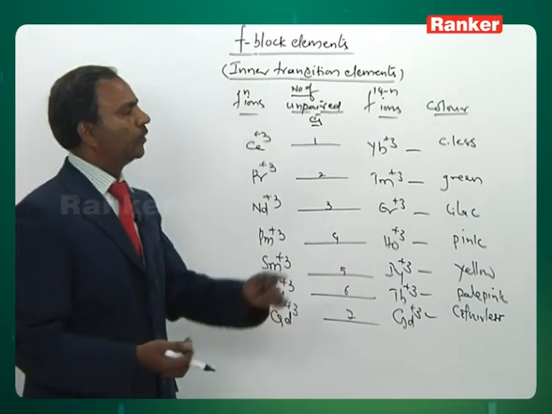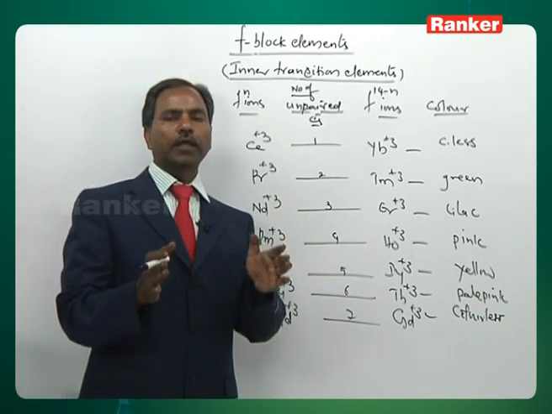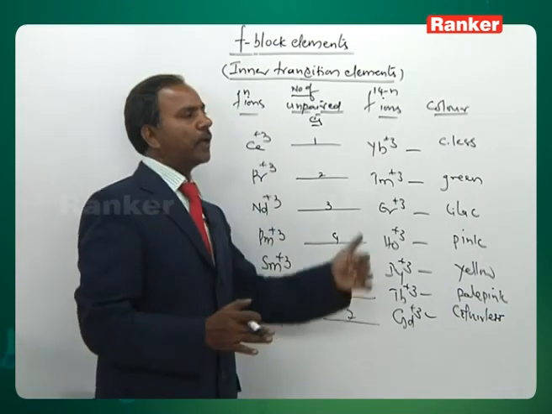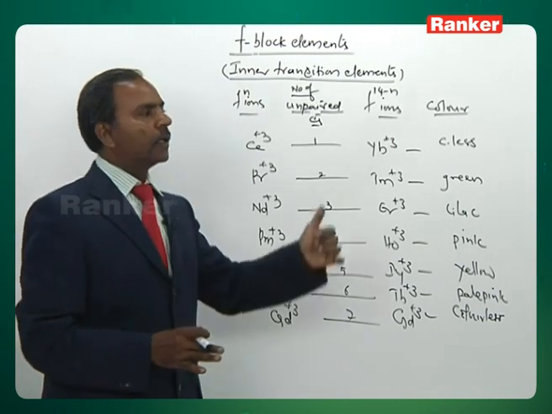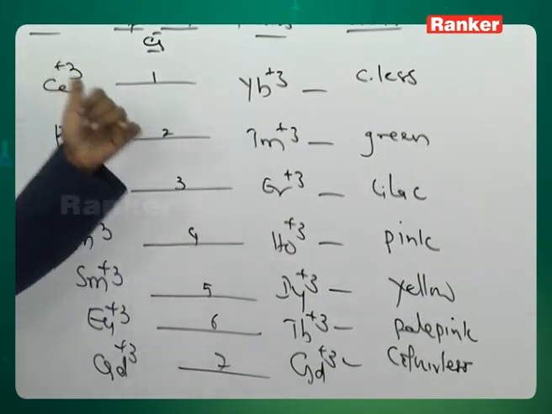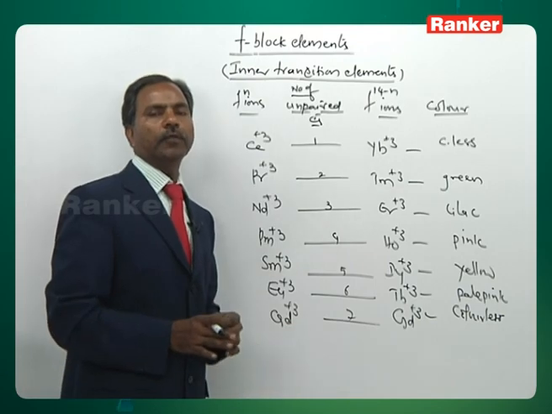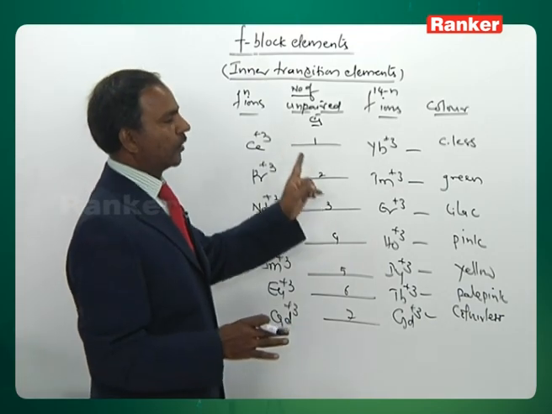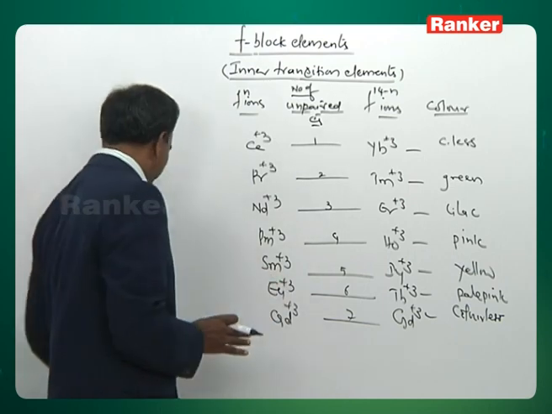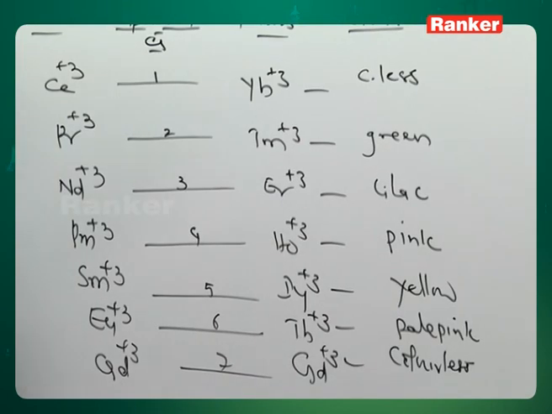For that, what I said, you have to remember all the 14 lanthanides. You should be in a position to make this particular table. Otherwise, solving in the examination becomes difficult. Therefore, you have to remember compulsorily all the 14 lanthanides to make this particular table. I will make a sample question, how the question appears in the examination.